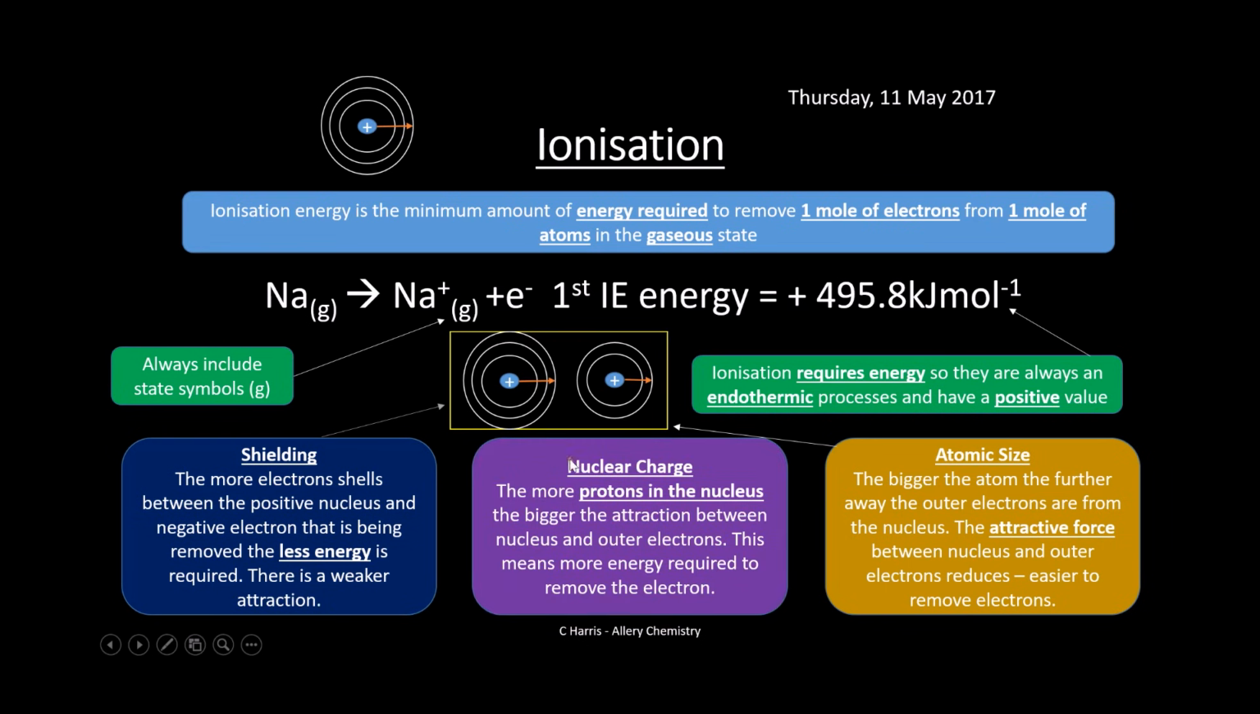And the final one is nuclear charge. So basically this is the amount of protons in the nucleus. The bigger this nuclear charge is, the bigger the attraction is between the nucleus and the outer electron, and the more energy required to remove that electron from there. So this is very important. We're going across periods because we have very similar shielding, but we have more protons as we go across the period. So that's going to have a big effect on how easy it is to remove that electron from the shell.